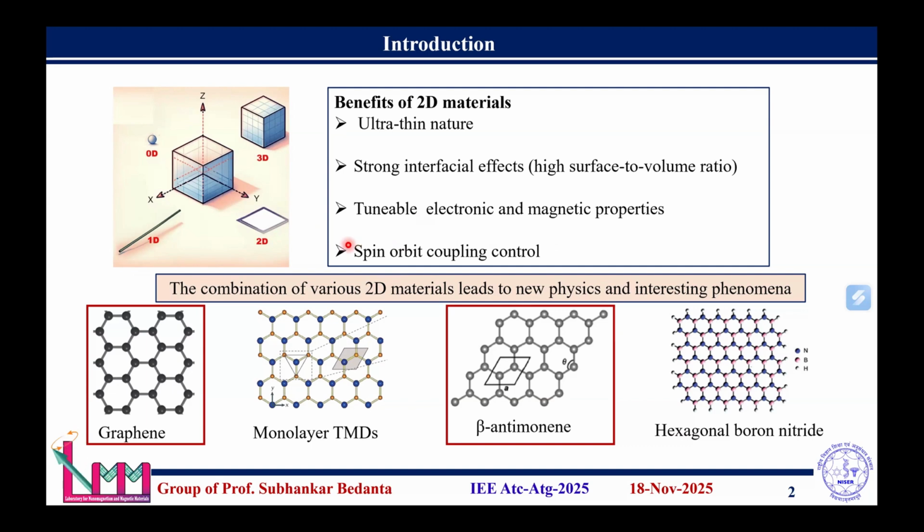So the question is, if we combine two different 2D materials, what will happen? We expect it will lead to new physics and new interesting phenomena. In this slide, I have listed four 2D materials: graphene, then monolayer transition metal dichalcogenides, then another interesting one, beta antimony, then the very famous hexagonal boron nitride, popularly known as hBN. In this particular work, we will be focusing on graphene and the beta phase of antimony.